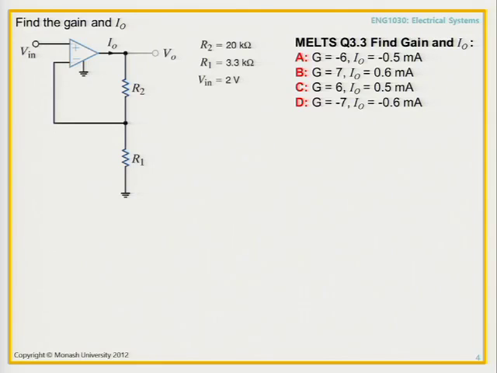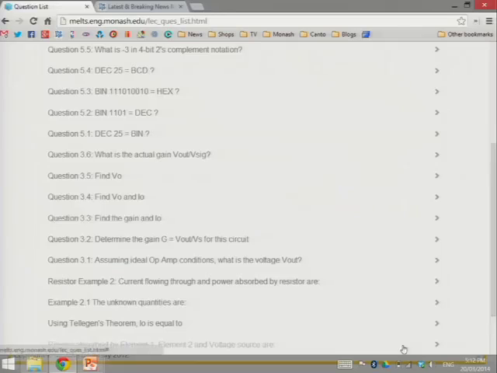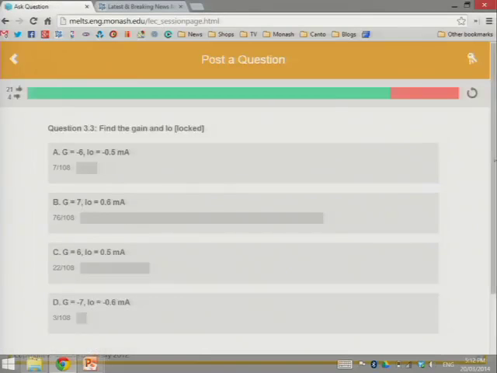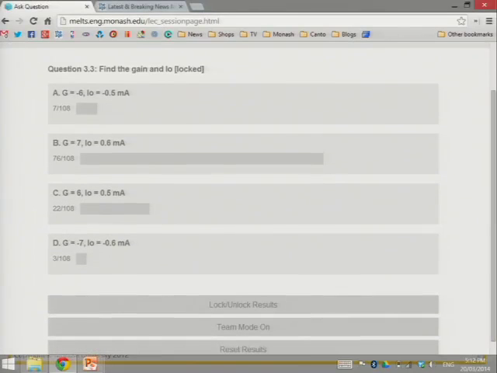All right, so 5, 4, 3, 2, 1. All right, so I'm locking that now. And let's have a look. What's going on? We have the vast majority of people reckon B. Gain is 7, I/O is 0.6. People reckon also gain is 6, I/O is 0.5. Less people think there's negative gain.